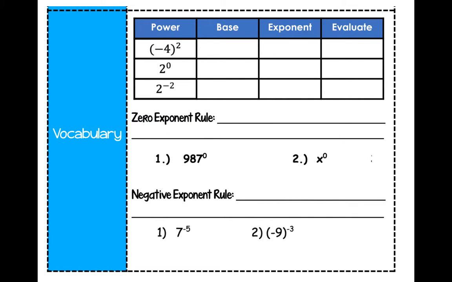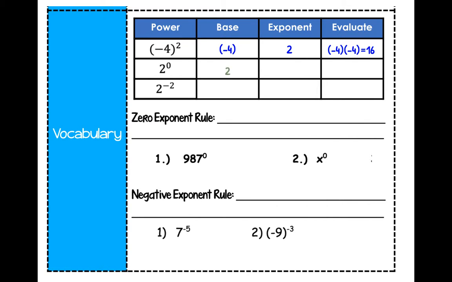Okay, let's dive into some vocabulary here. I have a table, and in my table, I have 3 powers. We're going to identify the base and the exponent in that power. In my first example, I have negative 4 raised to the second power. So my base is negative 4, and notice how I have parentheses, and my exponent is 2. When I evaluate that power, I'm essentially doing negative 4 times negative 4, 2 times, and that's going to give me positive 16.